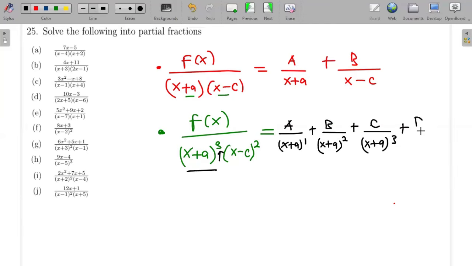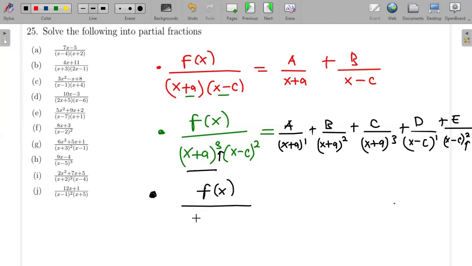So that would be plus d divided by x minus c to the power 1, and then plus e divided by x minus c to the power 2, until you reach the highest power that you have on that factor. So you keep on increasing by 1. This is how we're going to be handling repeating factors. There's also a time when you have what we call unfactorizable factors.